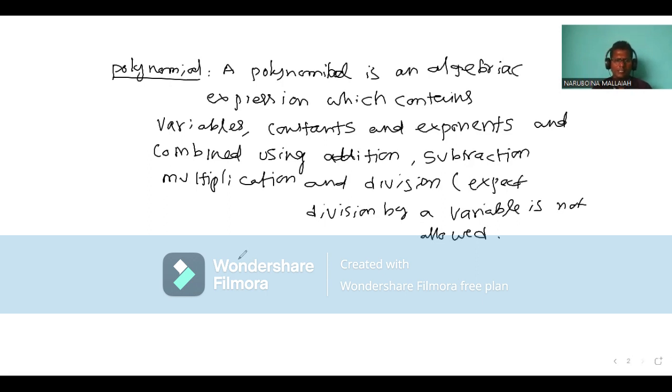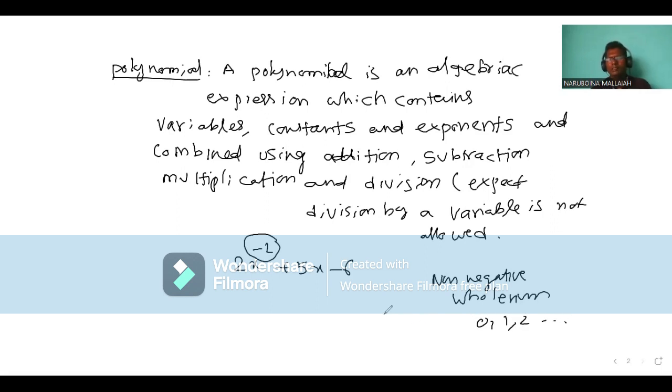One more thing I want to say, that is, suppose 2x to the power of minus 2 plus 5x minus 6. This is not a polynomial since it is having negative exponent. Here exponent is minus 2, negative number. So exponent must be non-negative number. Non-negative number means whole number. Whole number starts from 0, 1, 2, so on. Here negative number is given. So that's why this is not a polynomial.